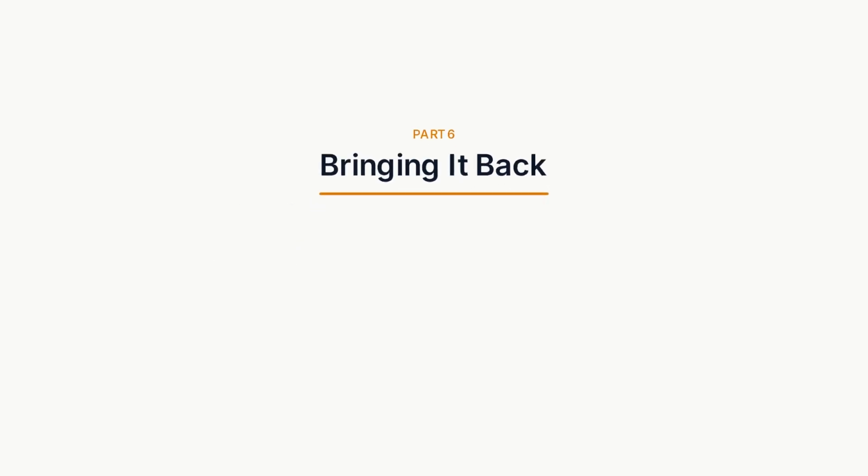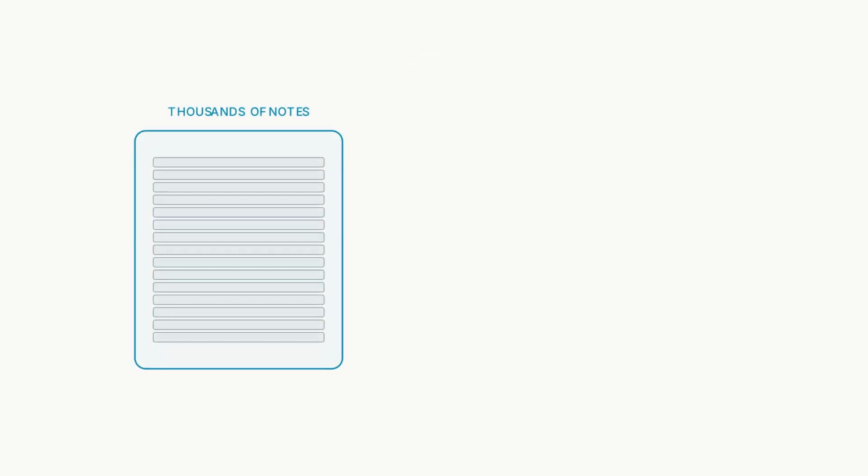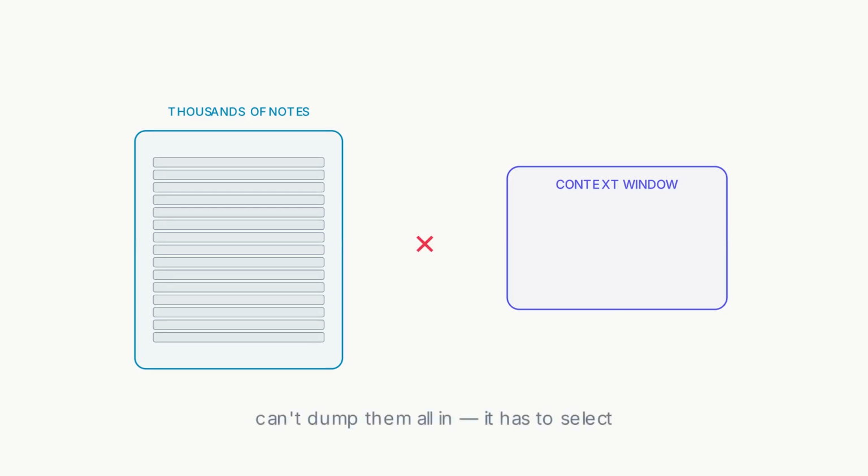A memory you can't recall at the right time might as well not exist. So when you start a new conversation, how does the agent decide which of its saved notes to pull back in? It can't just load all of them. A memory store might hold thousands of notes, far too many to fit in the context window, and dumping them all in would drown out your actual question. It has to select. Only the memories relevant to what you're talking about right now get pulled back.